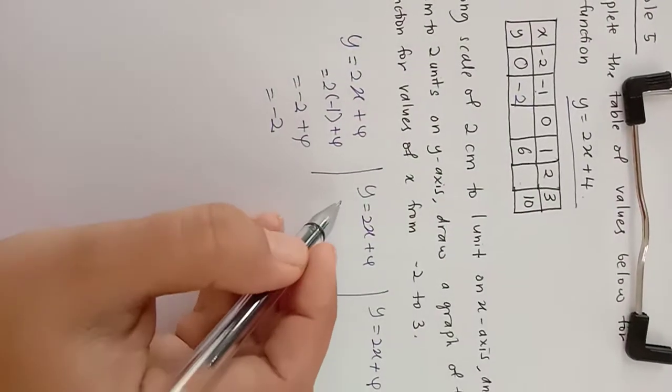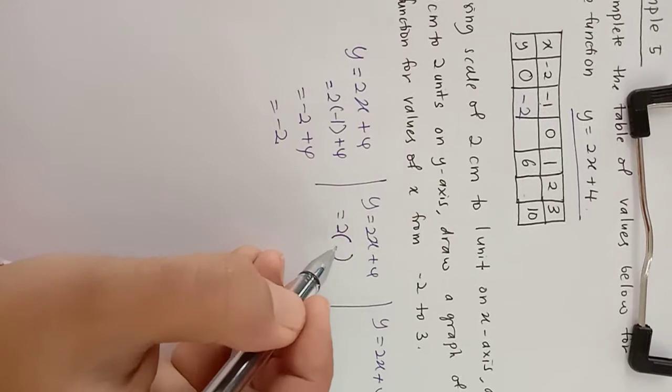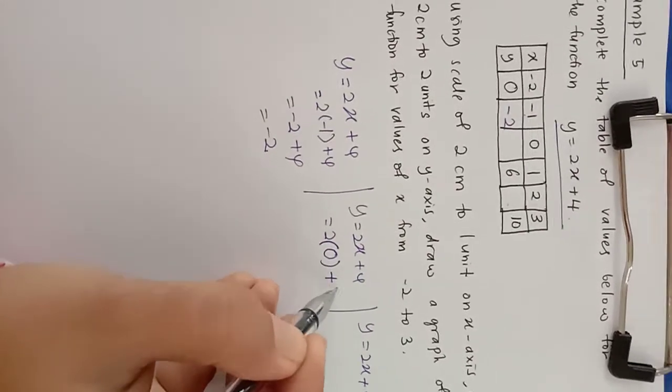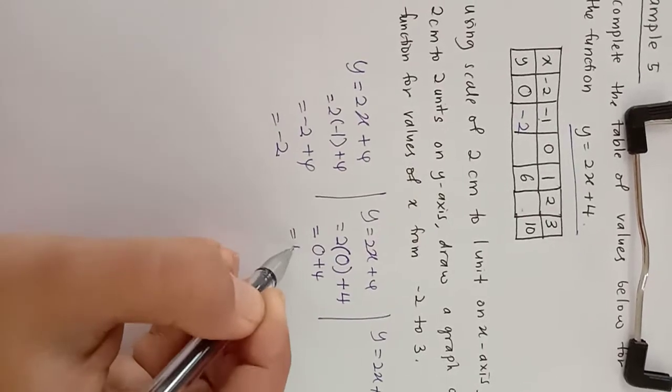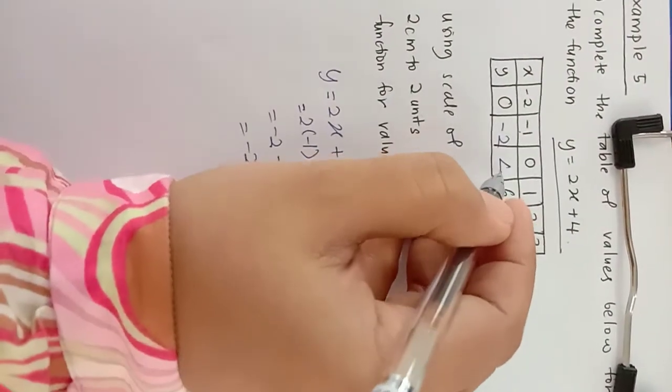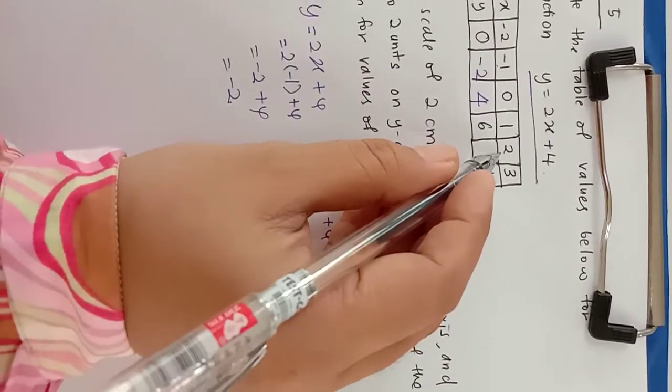Second is 0. If x is equal to 0, that means we put a bracket. The x, we replace with a bracket and put 0. 2 times 0 is 0. Plus 4, we will get 4. So put 4 here. Okay, y equals 2x plus 4. Same.